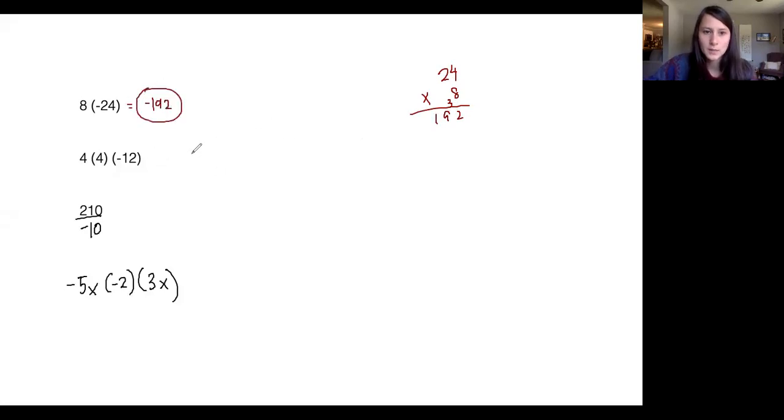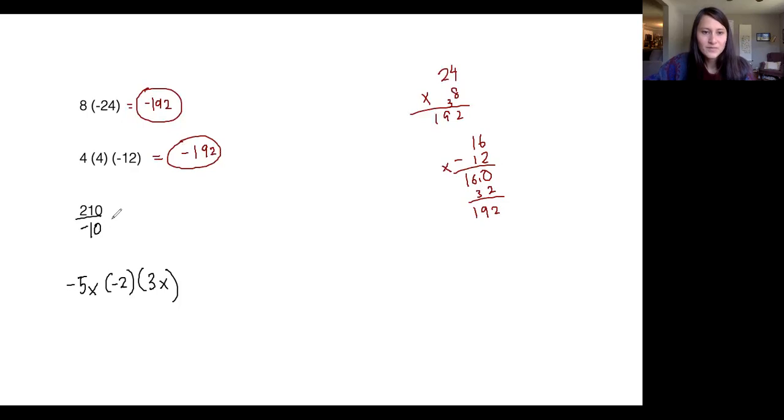Okay, next one. 4 times 4 is 16. Then I have 16 times negative 12. So I'm going to work this out. This is 192 also. Interesting. I get another 192. Negative 192 also here.